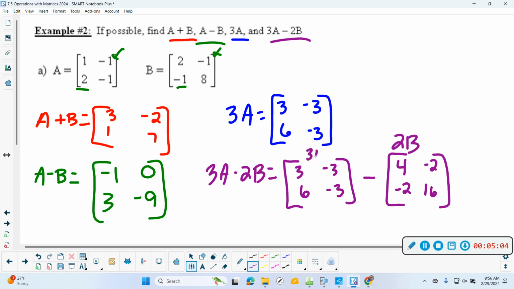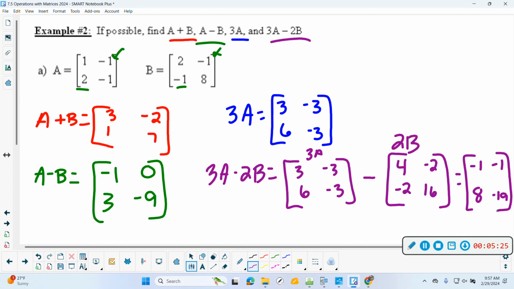So I did the multiplications first. Here was my 3a. We just stole that from above. And now I'm going to subtract them out and be done. So 3 minus 4. 6 minus -2. -3 minus -2. -3 minus 16.